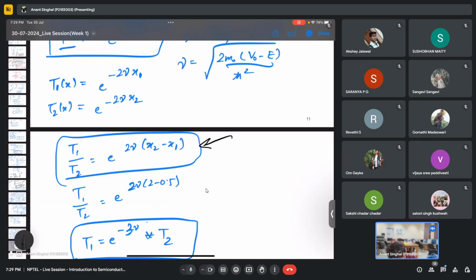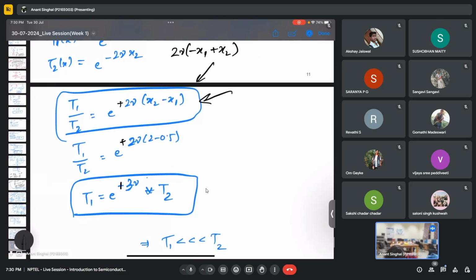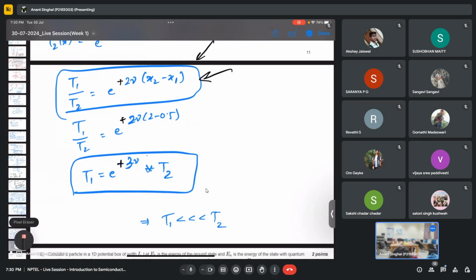So if I divide both of them, and if I take 2 gamma constant, my numerator will give me minus x1 and the denominator will give me plus x2. So that is why this will be like this. So this will be plus e raised to power 2 gamma. Is it clear to everyone? Yes, sir. Okay, so this will be now plus. So maybe the relation will get reversed. T2 will be very, very less than T1.